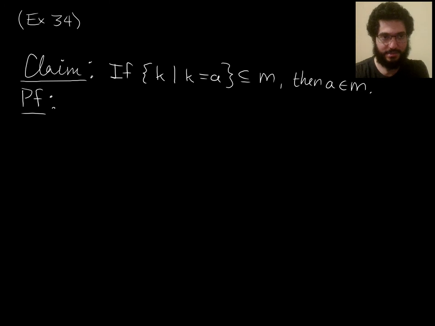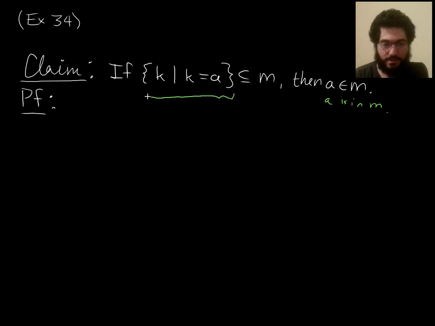Now semantics. So now I want to think about what stuff means here. So this one says A is in M. That's easy. A is an element of M. But what's going on here? So let's start by interpreting the left-hand side. This is the set of K such that K equals A. Think, what variables are free and what variables are bound? A is free and K is bound.